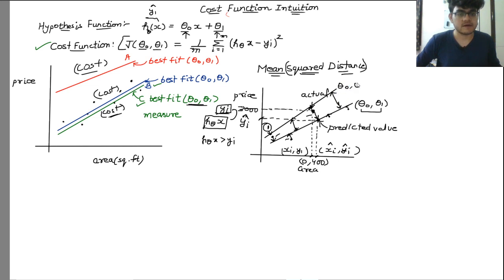So for some other values of theta 0, theta 1, you are again going to put the values here and calculate the sum. You will get the cost. So for each pair of theta 0, theta 1, or for each hypothesis function, I can calculate the cost. If I can calculate the cost, I will just have to find the minimum value of the cost, and that will basically help me in finding the best hypothesis function, or the best fit for our dataset.